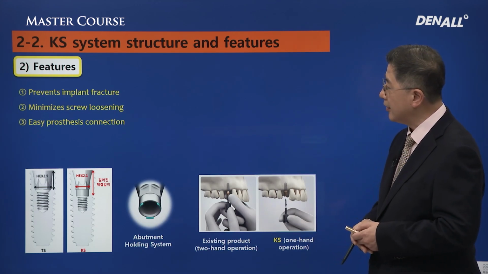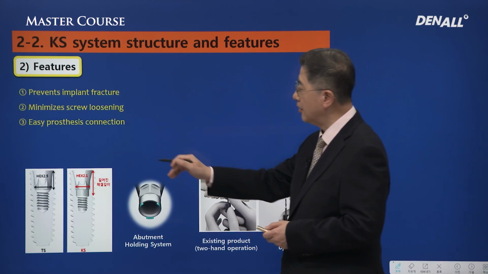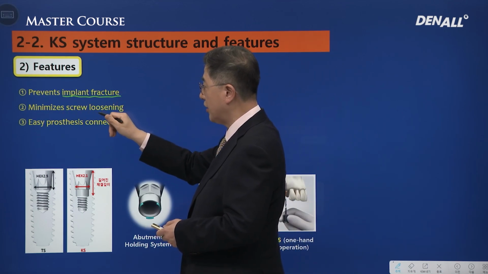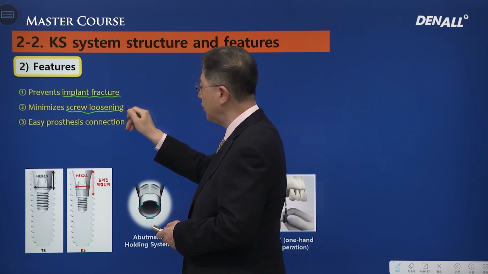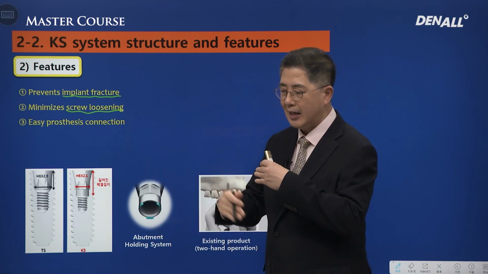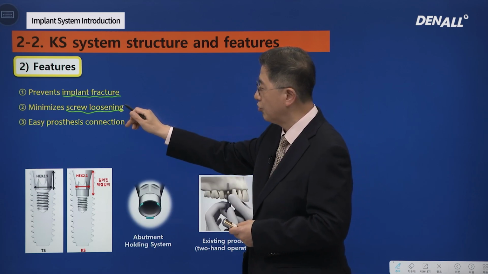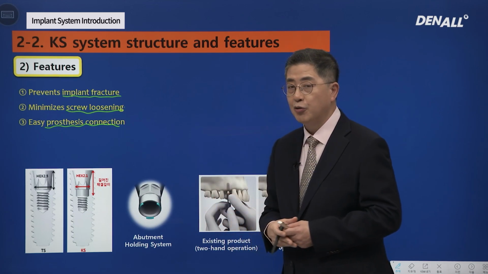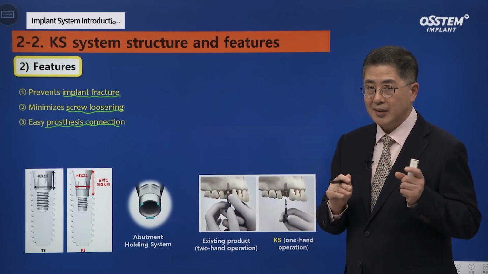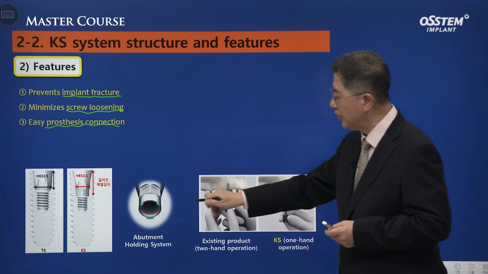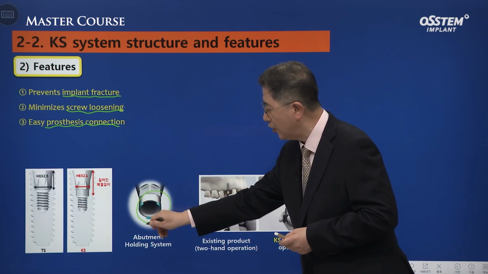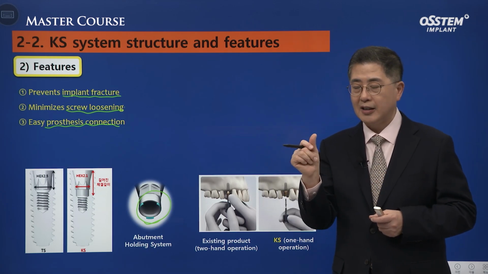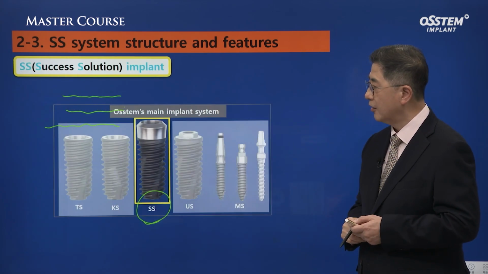Among many other advantages, the biggest advantage is related to implant fracture possibility. It can prevent implant fracture, and screw loosening has been reduced. The amount of settling down has been reduced as well, so there is less screw loosening. The area connected to a prosthesis is similar to TS, so you cannot really tell the difference. One advantage in using KS is that it has a unique abutment holding system like this, allowing for single-handed use. You can push the abutment with one hand and deal with the prosthesis with another. This is a big benefit.